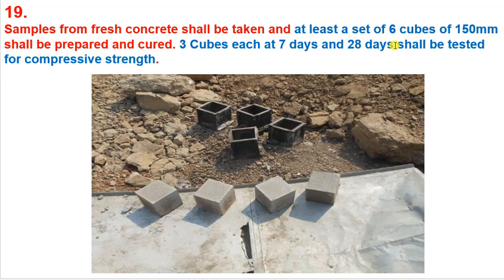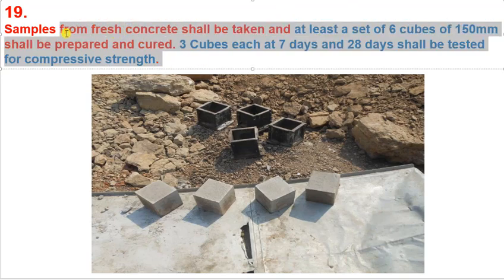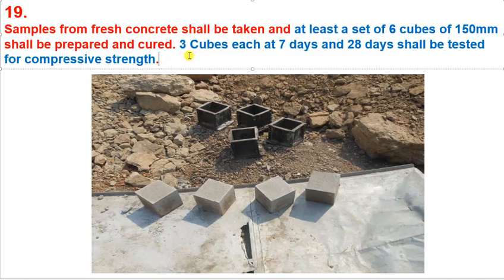Got it? So since for both tests, 7 days and 28 days, 3 cubes each are prepared, hence a total of 6 cubes are prepared for the compressive test. So that is the main explanation for this point. We need to prepare 6 cubes, and out of those 6 cubes, 3 cubes will be tested at 7 days, and the remaining three will be tested at 28 days for compressive strength of fresh concrete. I hope you got it.